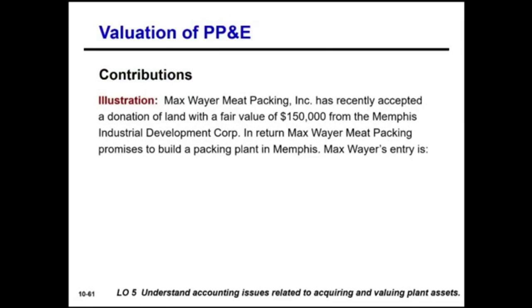So let's take a look at this example. Max Meat Packing Inc. has recently accepted a donation of land with a fair value of $150 from the Memphis Industrial Development Corps. Basically what they want them to do, most probably, is to open a meat packing plant in Memphis. In return, it says they promise to build a packing plant in Memphis. So what is the entry? We debit the asset, the land, at fair value. We credit contribution revenue, some type of revenue account called contribution revenue.